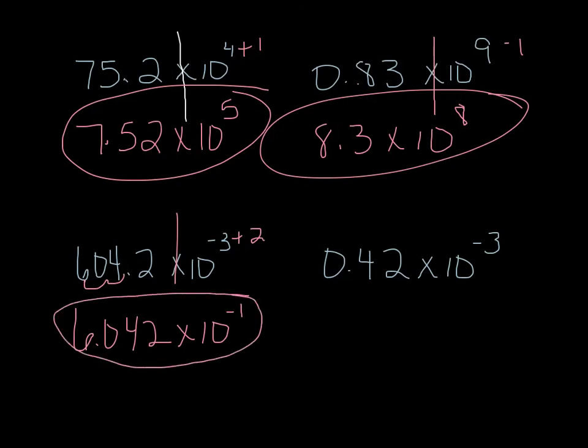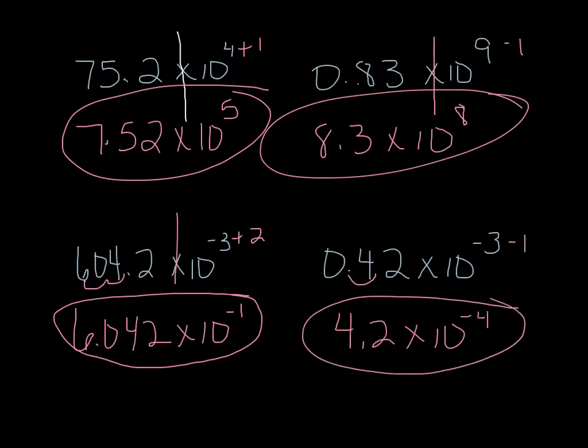All right, last one. This number is not between 1 and 10. I guess it is less than 10, but it has to be between 1 and 10. So I need to move my decimal over. I'm going to move it over one time, so I have 4.2 times 10. Now this number got larger, so this number is going to get smaller by how many times I move my decimal. And I move my decimal over one time, so it's going to get smaller by 1, which gives me -4. All right, that's it. Scientific notation should all be a review.